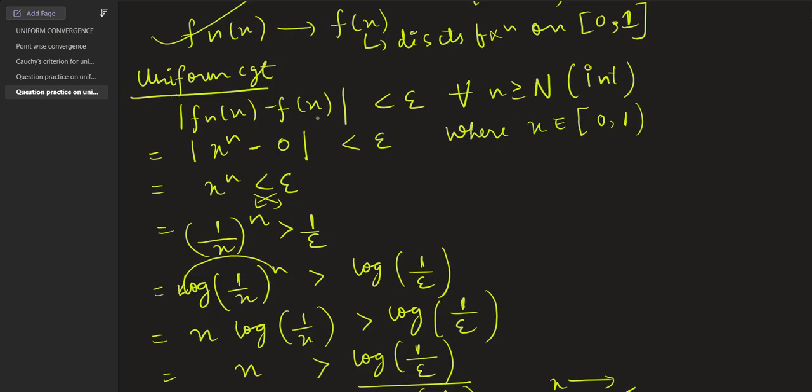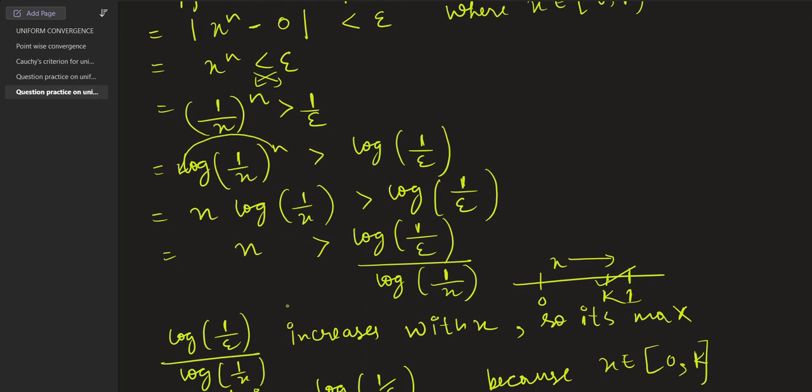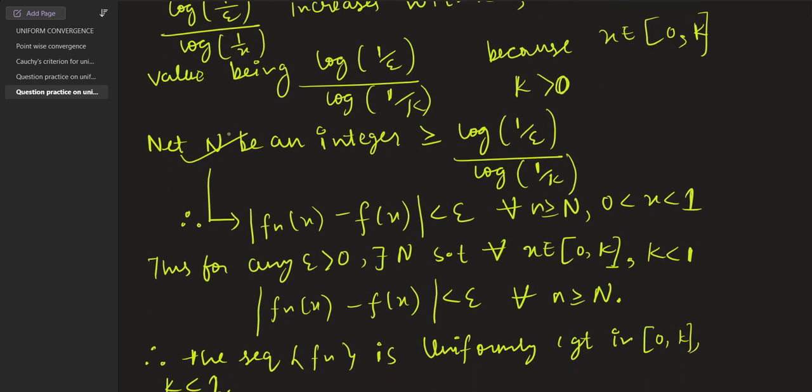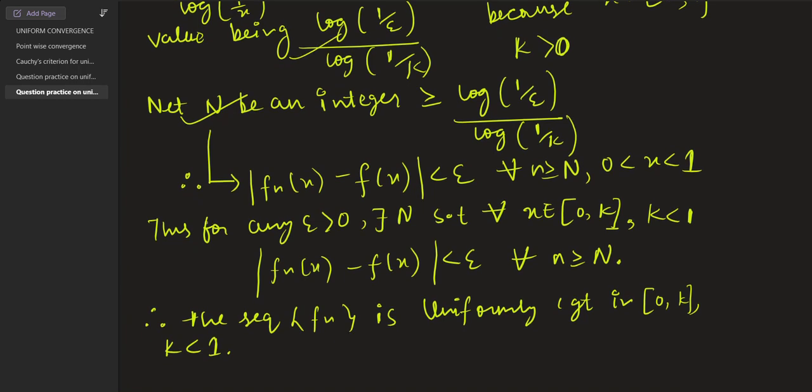Putting the value of fn(x) and f(x) here, taking log both sides and solving that, we find the n which is greater than log 1 by epsilon upon log 1 by x. As we see, when you increase the value of x, this value is going to increase with x, so its maximum value is at x equals k, so this is your maximum value. Taking n which is greater than your maximum value, so that this condition holds. When this condition holds, then this is uniformly convergent in [0, k].